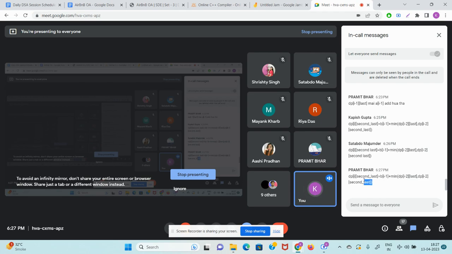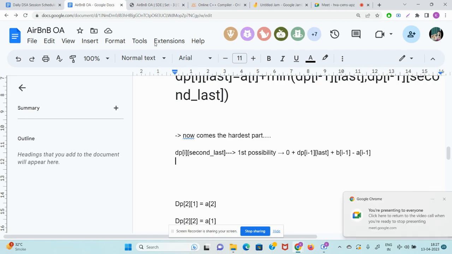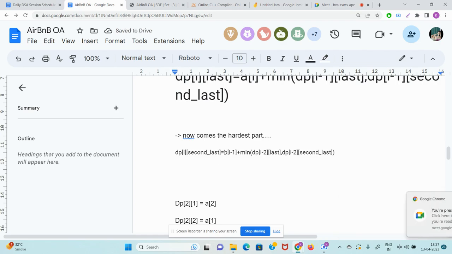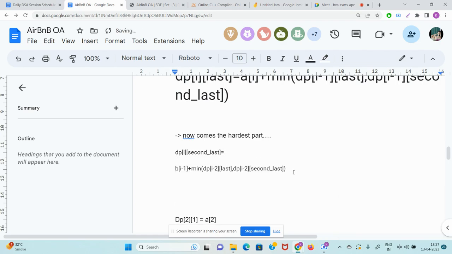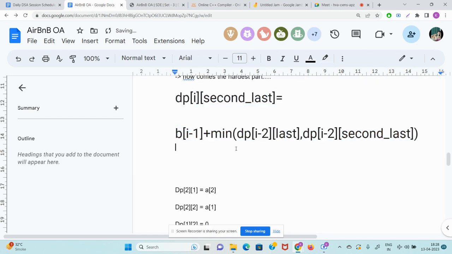DPI second last is, yeah. Love you guys. So copy pasting. So guys, this is very very important. Please don't ignore. Most important thing. Okay. So guys, this is one possibility. Now second possibility. Let's discuss that. First possibility is clear. Second possibility क्या हो सकता है?